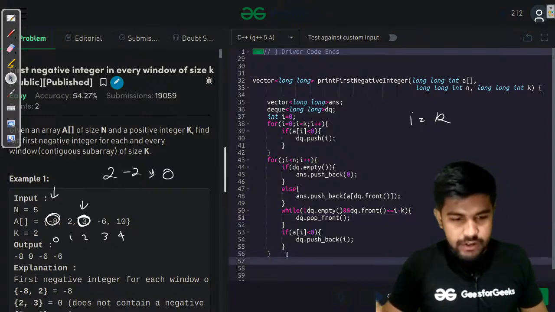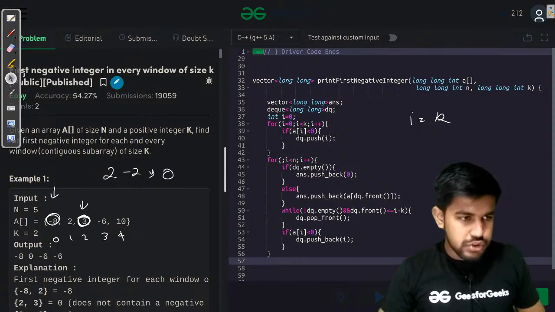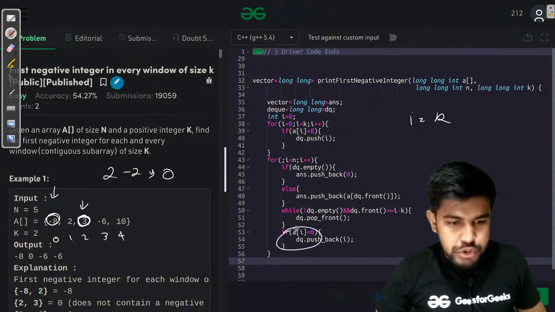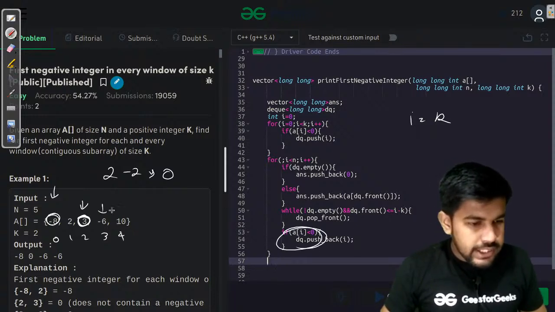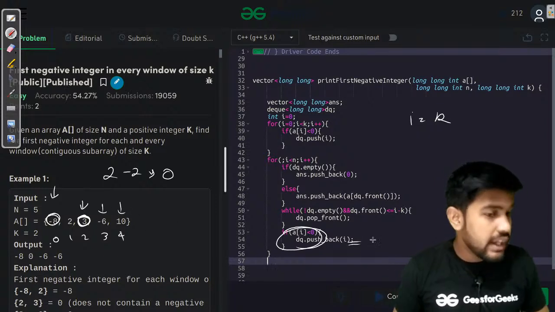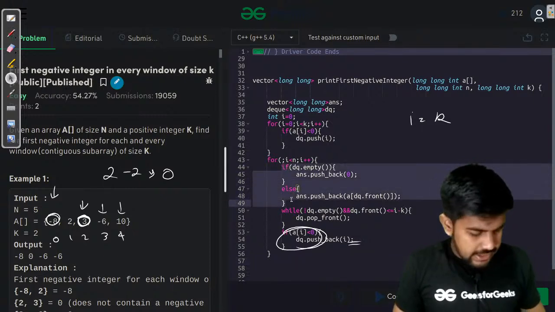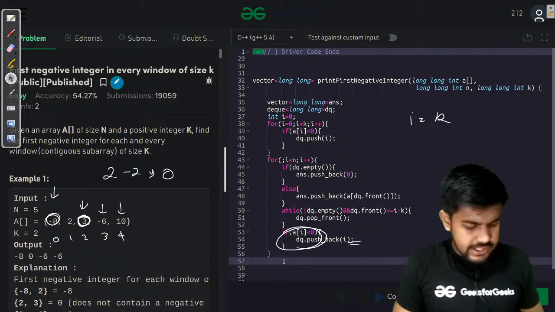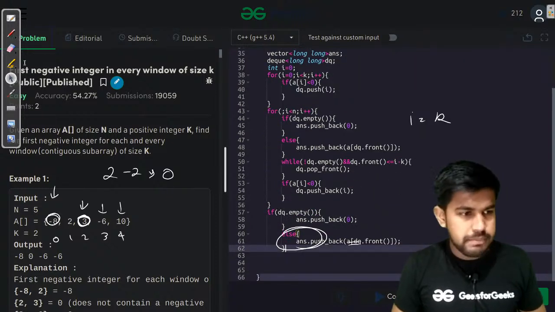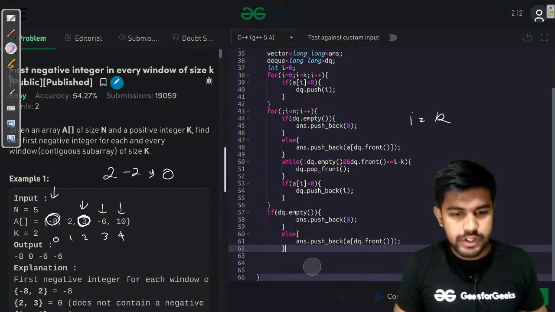At the end, this element that we are pushing here, it would come here, then here, then here. So the last one is not getting processed. So what we need to do is just copy this again: if the last element is greater than 0, then we would simply push it, else we would be moving forward.